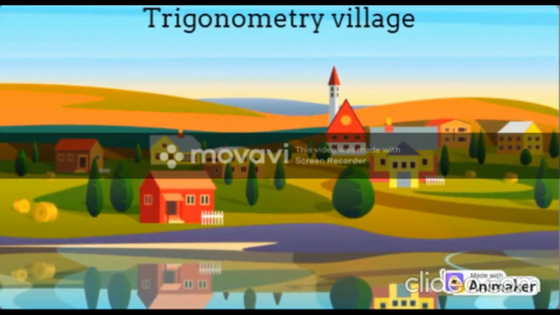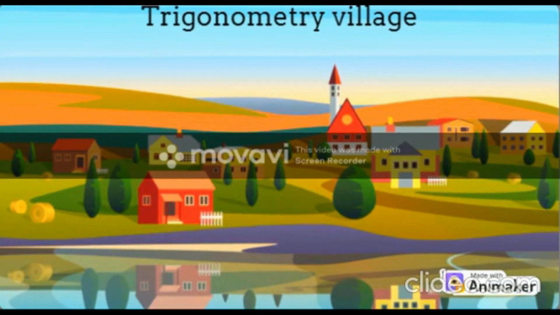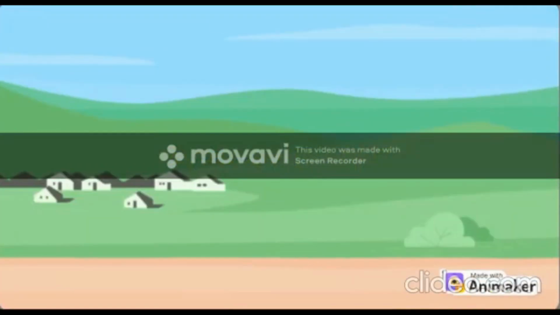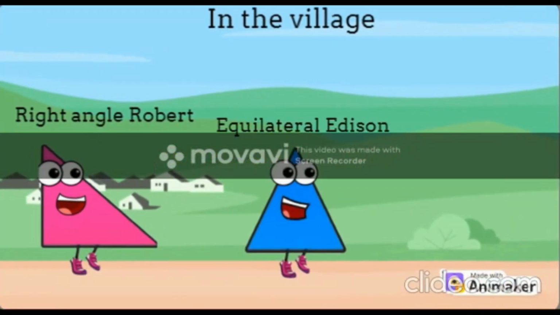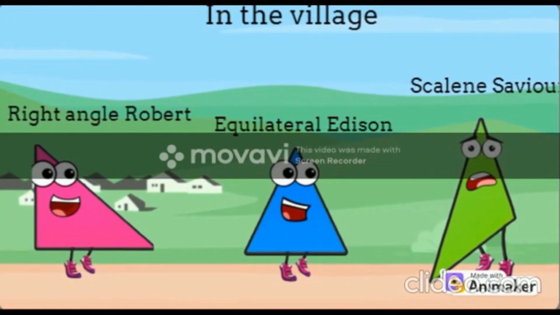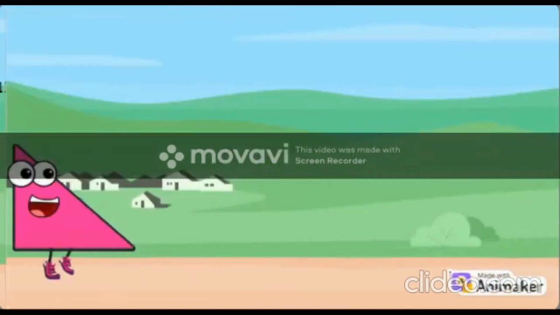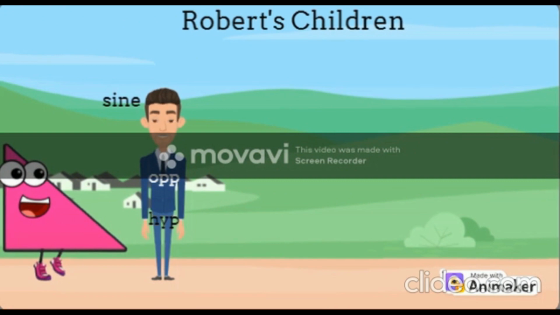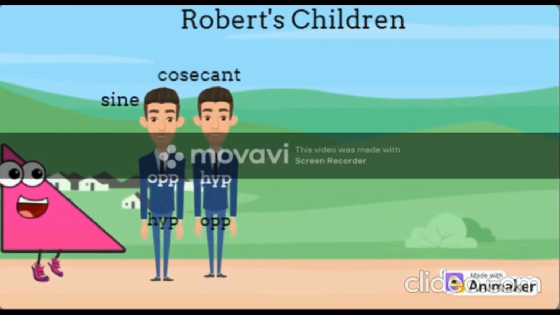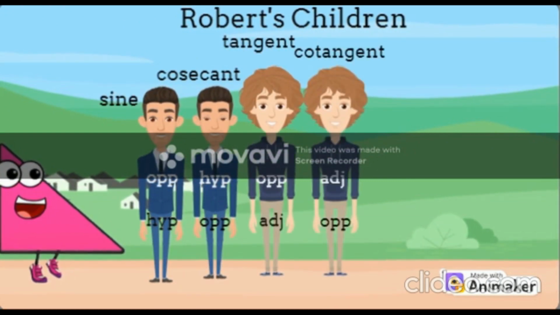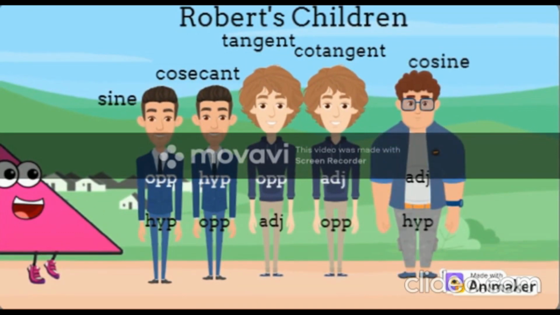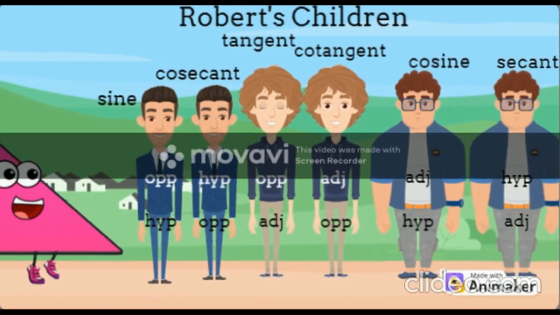There was a village named Trigonometry Village. In the village, there are three friends: Right Angle Robert, Equilateral Edison, and Scaling Xavier. Robert has 6 children. They are sine, cosecant, tangent, cotangent, cosine, and secant. Robert called them trigonometric ratios. They were identical twins. Sine and cosecant are twins, tangent and cotangent are twins, and cosine and secant are twins.